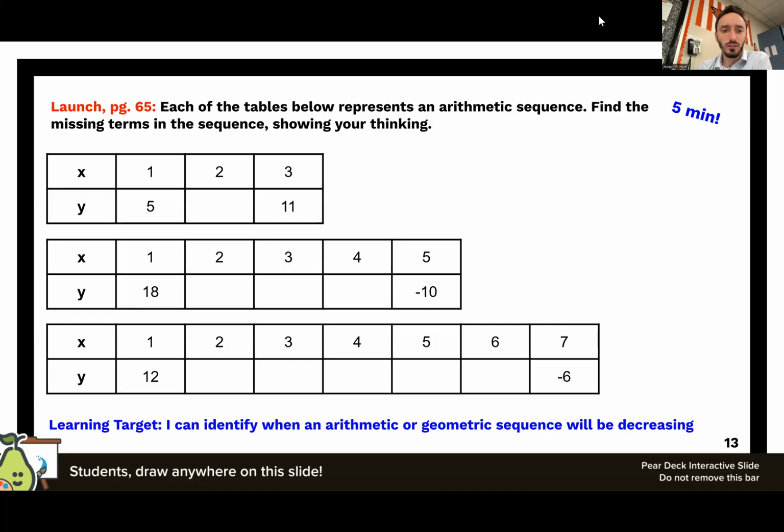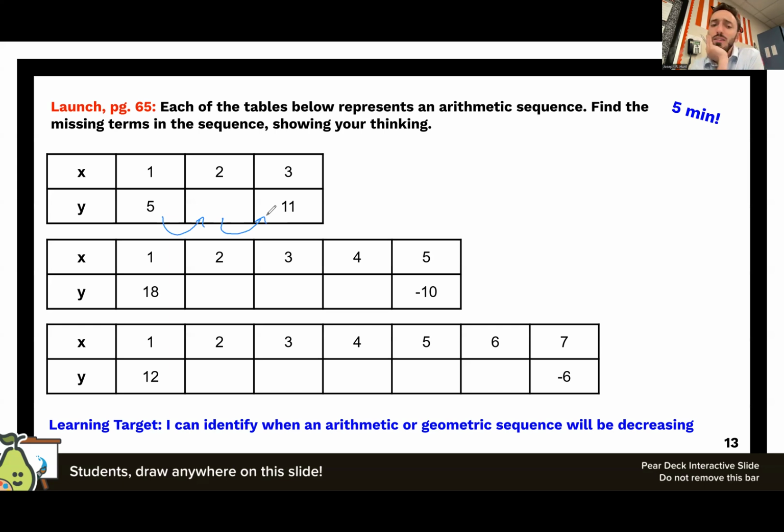So this first one that we have here in the middle, we know that it's going to start with a term of 5 and it's going to end with a term of 11. Another way to say that is the first term's 5 and the third term's 11. It's this middle term here that I'm missing, that second term in the middle of the sequence.